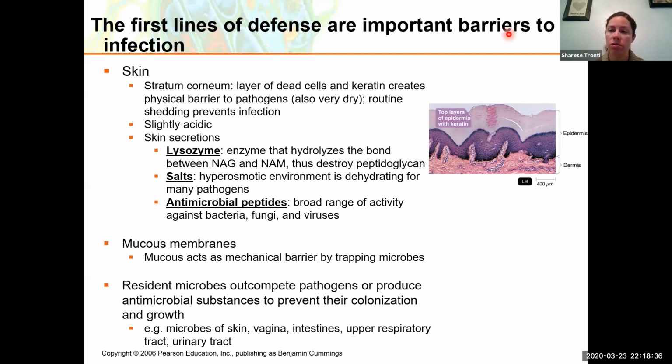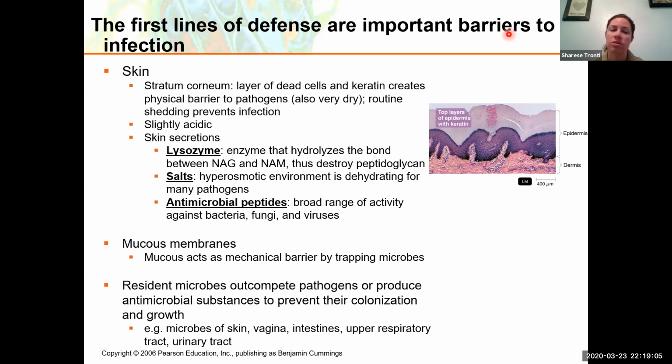And it is also very dry. And so this also adds to the barrier aspect of the stratum corneum, as a lot of bacteria cannot survive in the dry environment of the stratum corneum. Also, the stratum corneum is continually being shed. And if there are any microbes that are inside that skin layer, they will be shed along with those dead cells that are being shed.